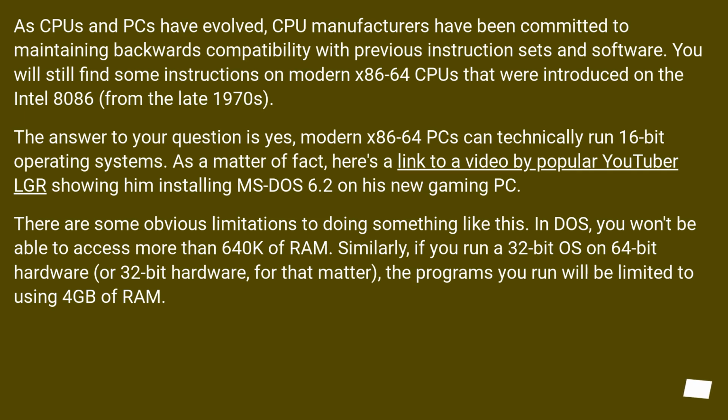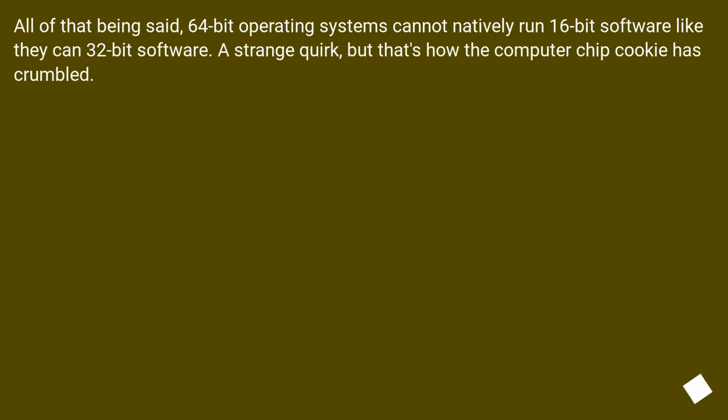There are some obvious limitations to doing something like this. In DOS, you won't be able to access more than 640K of RAM. Similarly, if you run a 32-bit OS on 64-bit hardware, or 32-bit hardware, for that matter, the programs you run will be limited to using 4 GB of RAM. All of that being said, 64-bit operating systems cannot natively run 16-bit software like they can 32-bit software. A strange quirk, but that's how the computer chip cookie has crumbled.